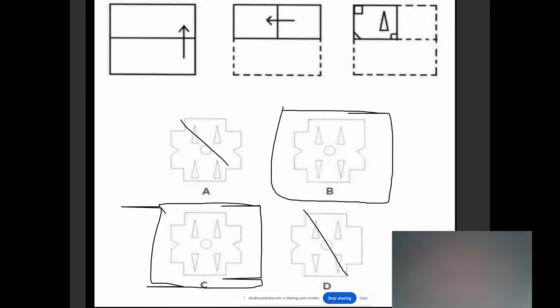Okay, just observe B. Here we can see one L-shaped, reverse L-shaped, but here we did not have anything like that. So B is eliminated. So C is the correct answer.